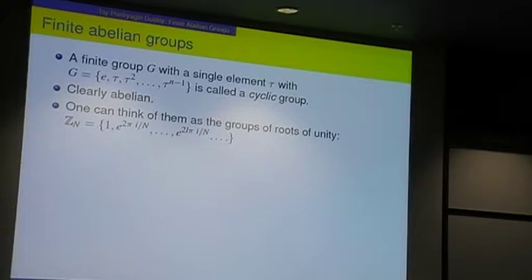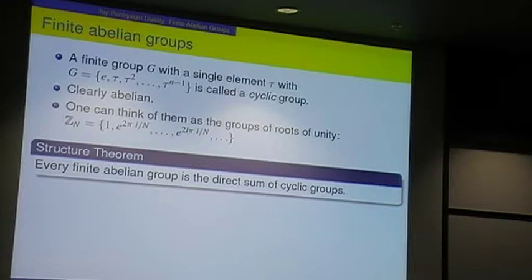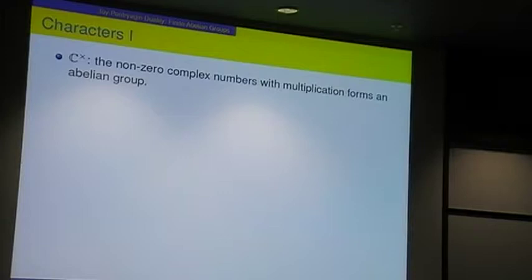The importance of these cyclic groups: they seem very special, but it turns out that every finite abelian group is actually a direct sum of these cyclic groups. This is a powerful structure theorem that simplifies many things. So I guess it was late in the 19th century, people started studying characters, complex valued functions from abelian groups into this particular abelian group.